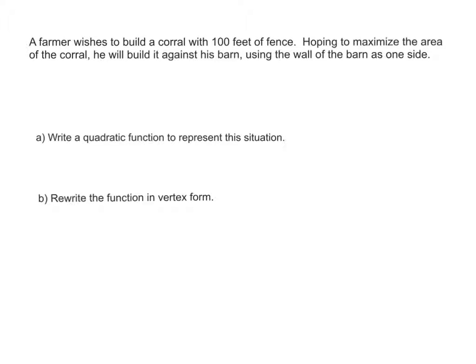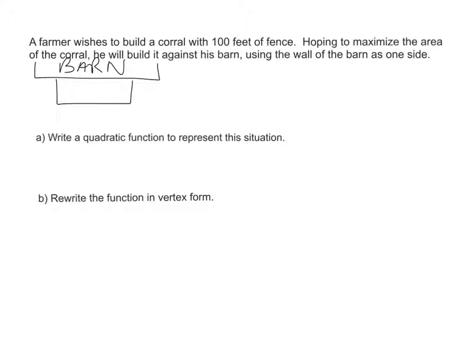A farmer wishes to build a corral with 100 feet of fence. Hoping to maximize the area of the corral, he will build it against his barn, using the wall of the barn as one side. So he has this barn, and then he has some fencing, and he's gonna build a fence along the side of the barn. Do you see how that could maximize the area? It's gonna be more than if you built an enclosed corral completely separate. You don't need as much fence because the barn is one side.